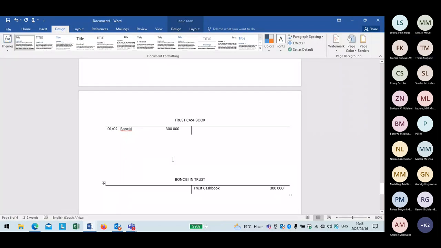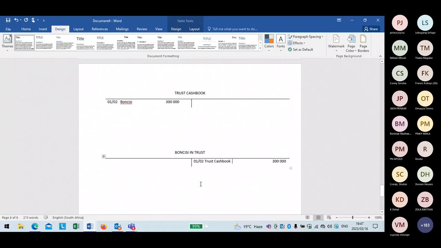What else do we do? Open an investment account. 300,000. So, Prof, we don't put a date on Bontis in trust? Yes, we do. We do. Is that all we do?